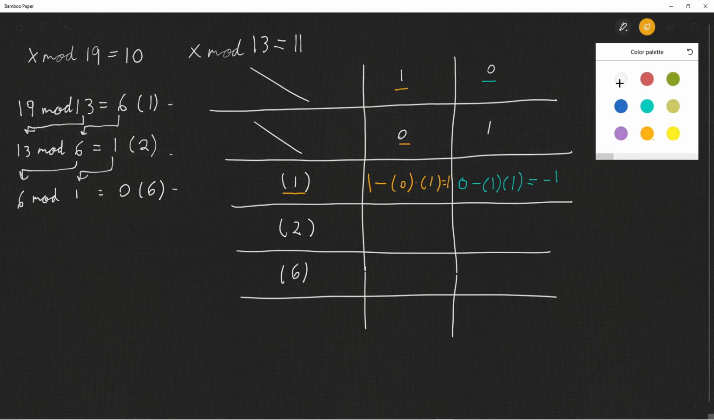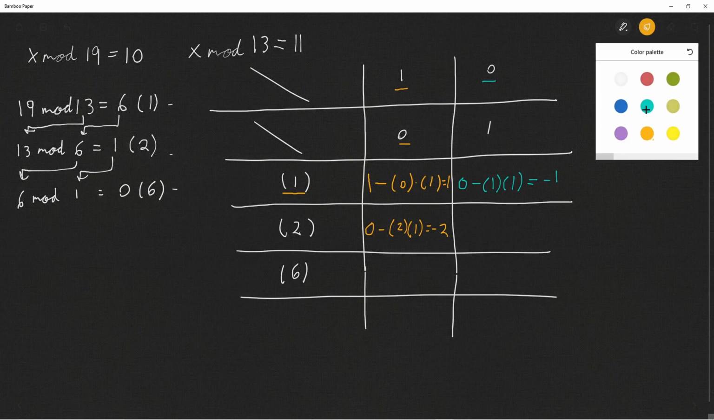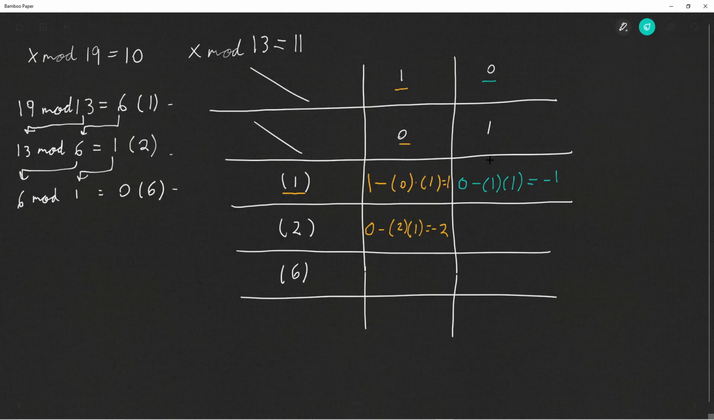Now we just follow the same steps. So for this box, we're going to go up 2. So this will be 0 minus the box beside it, which is 2, multiplied by the box right above it, which is 1. So this will give us negative 2. And now this box will go 2 up, which is our 1. So this will be 1 minus 2 times negative 1, which will give us 1 plus 2, so this will be 3.